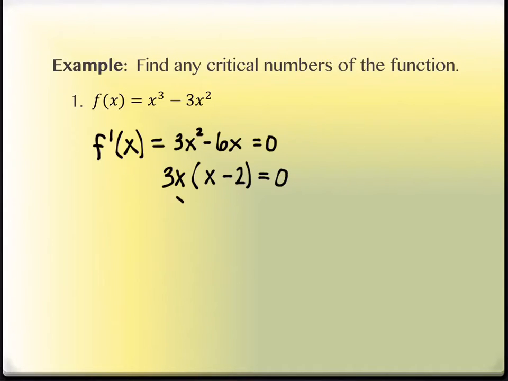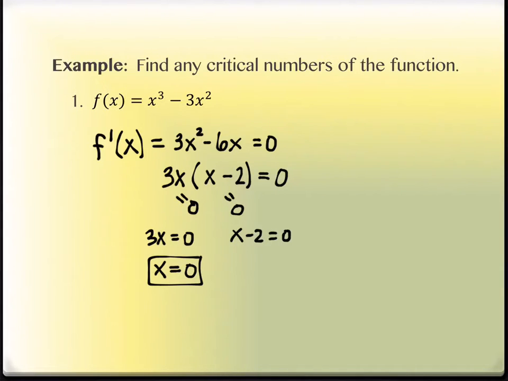Well, we're going to set each part of this equal to 0. The only way these two things multiplied together equal 0 is if one of them equals 0. Not both. They don't both have to be, but at least one of them has to equal 0. So we have 3x equal to 0, and we have x minus 2 equal to 0. So what's the first x value? 0, because now we can divide by the 3. What's the second x value? 2. And these are your critical numbers.